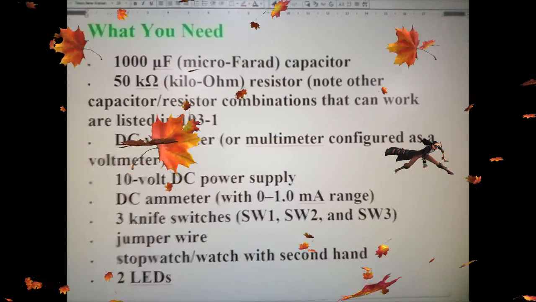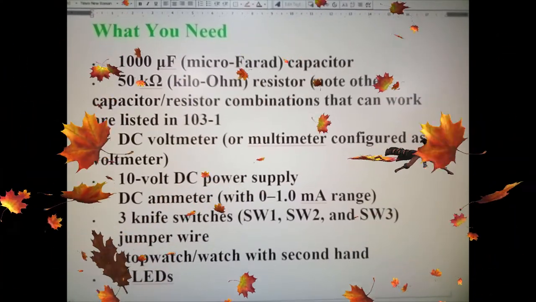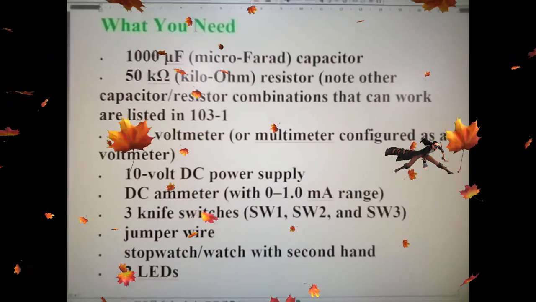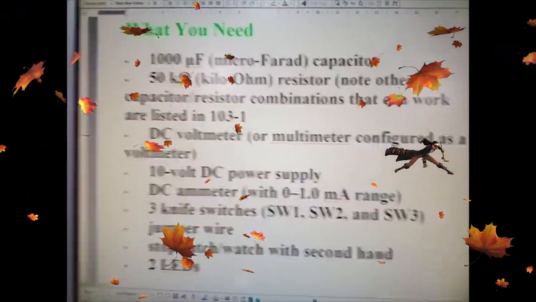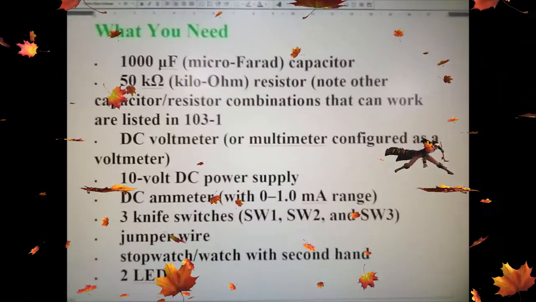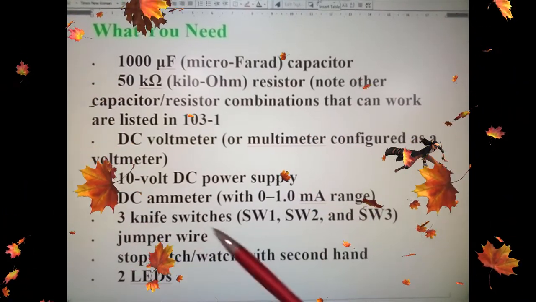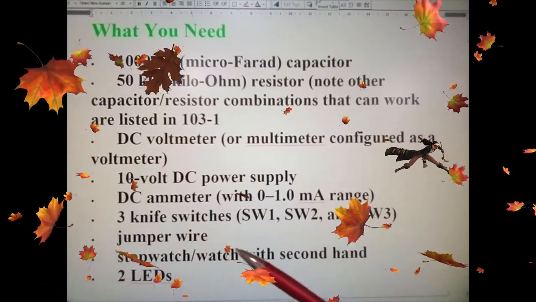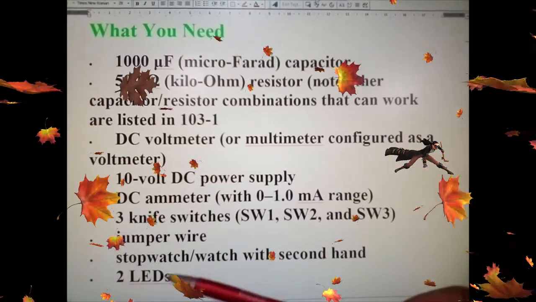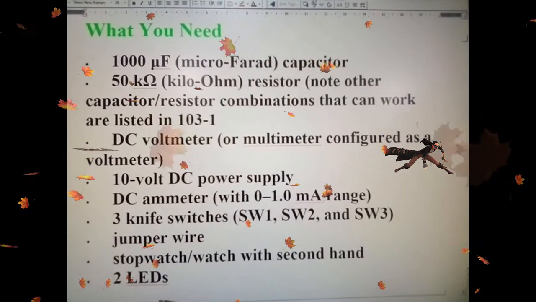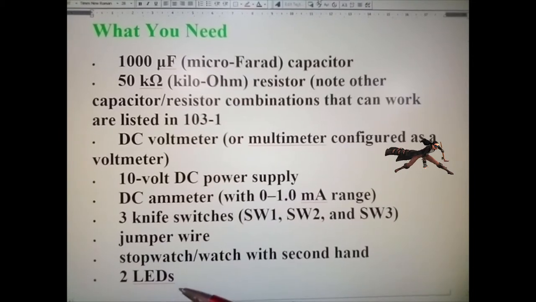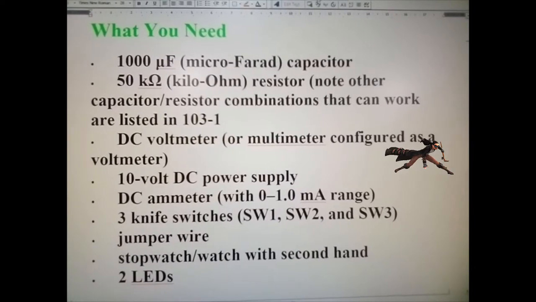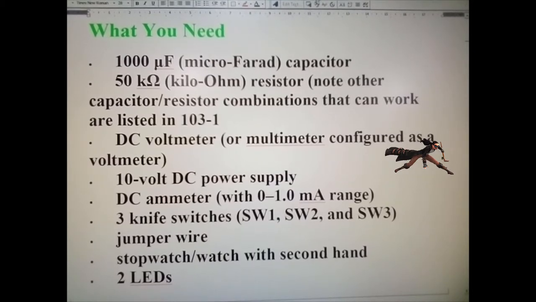Now I can't show you what my multimeter looks like at the moment because it's too far away at this point in time, but I'm going to try and do that at the end. A DC ammeter, again using your multimeter as one and set to ammeter. Three knife switches, switch one, switch two, and switch three. Jumper wire. Now, this would be the cabling that you would use for a telephone system. It is that simple, it is that fine a wire. Stopwatch or watch with second hand, and two LEDs.